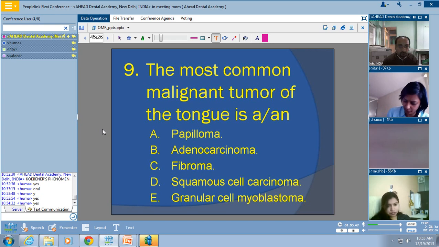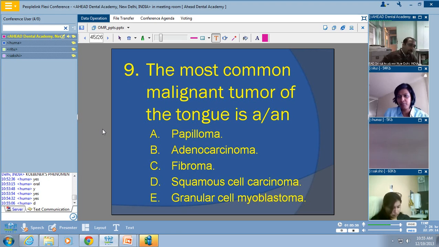Is granular cell myoblastoma benign or malignant? Granular cell myoblastoma is actually benign. So we are left with choices B and D. The correct answer is choice D. Squamous cell carcinoma is the most common malignant tumor of the tongue. And this is our oral cancer.